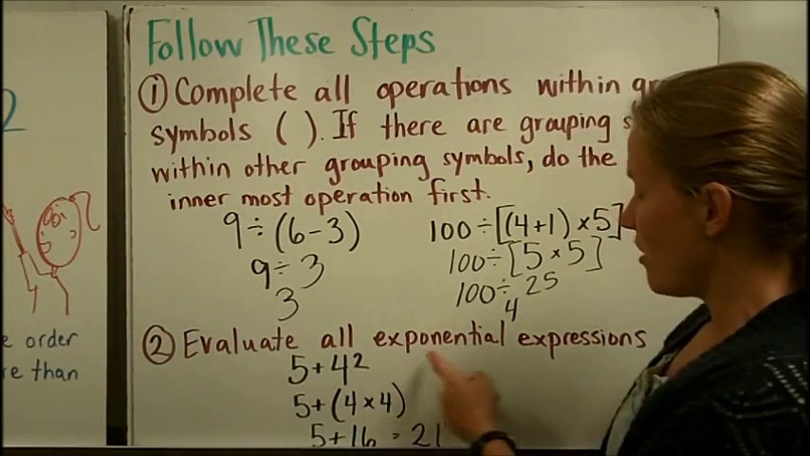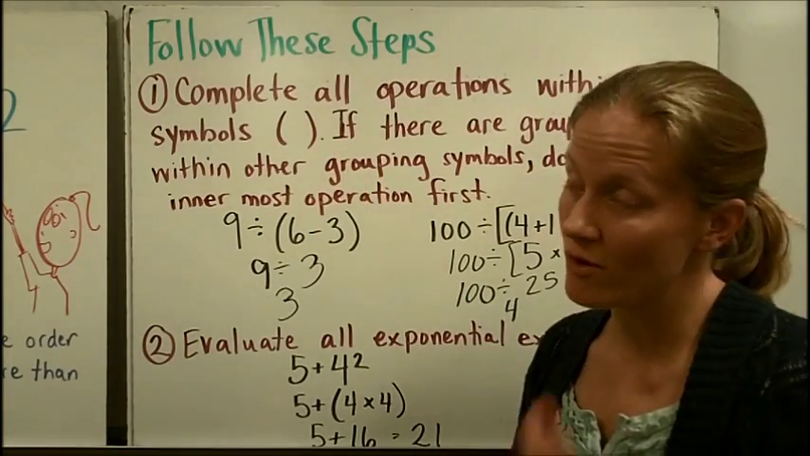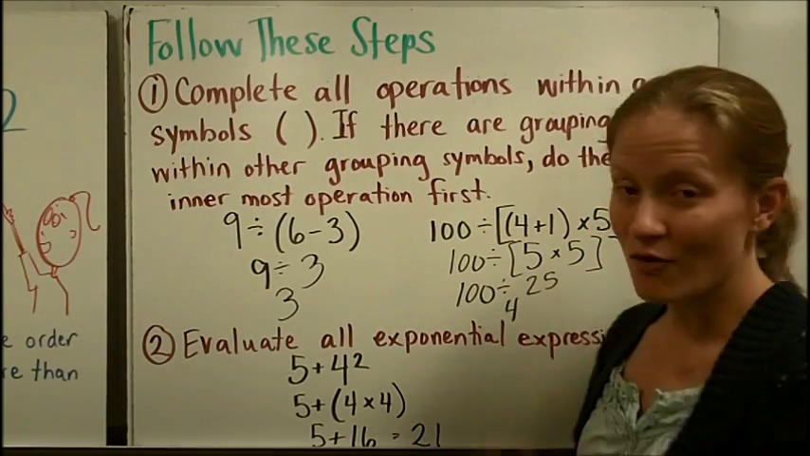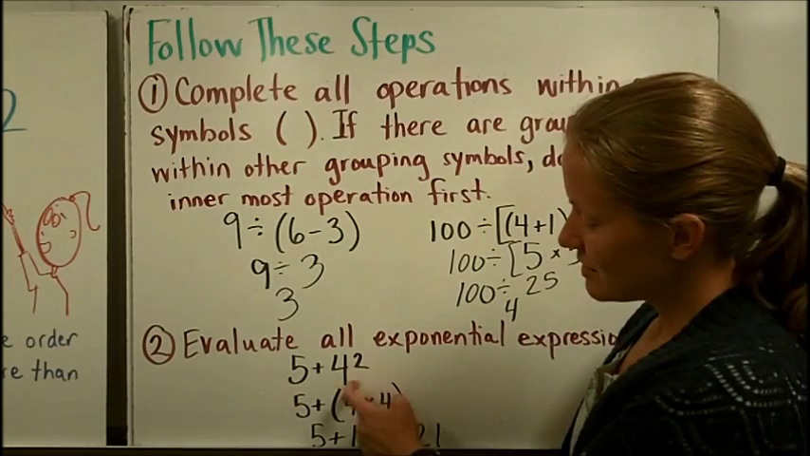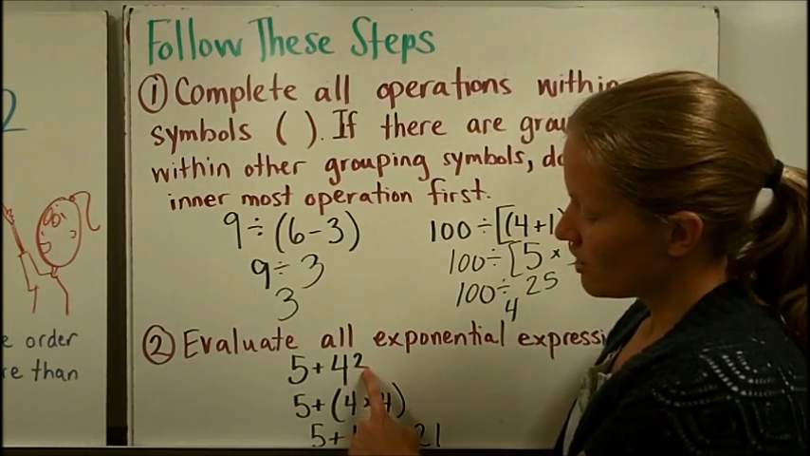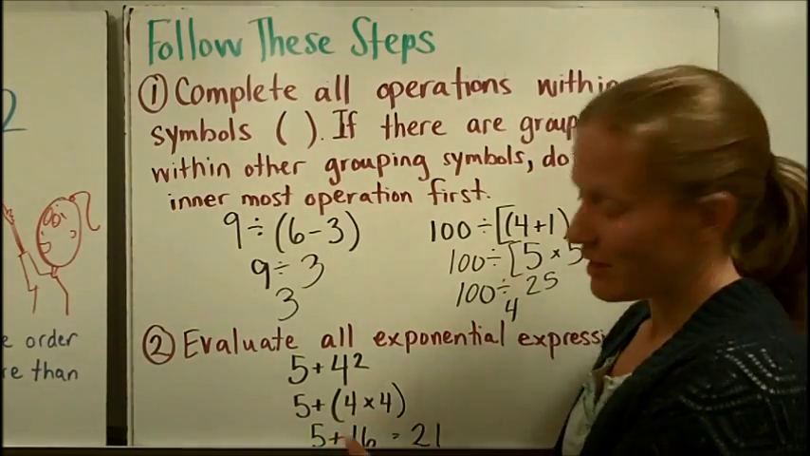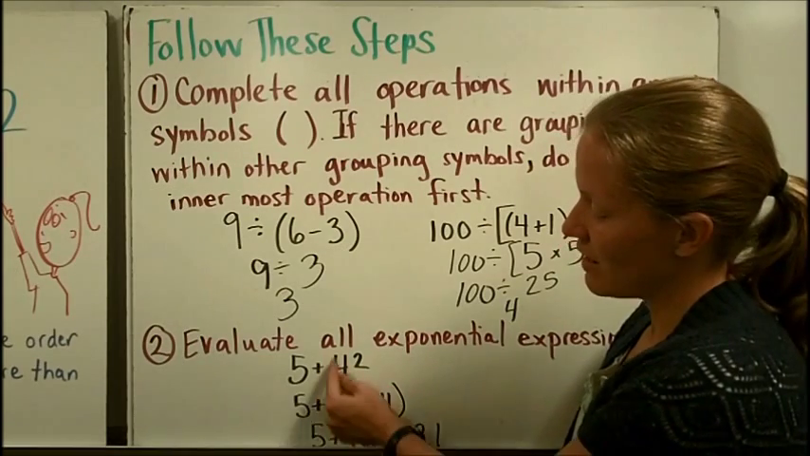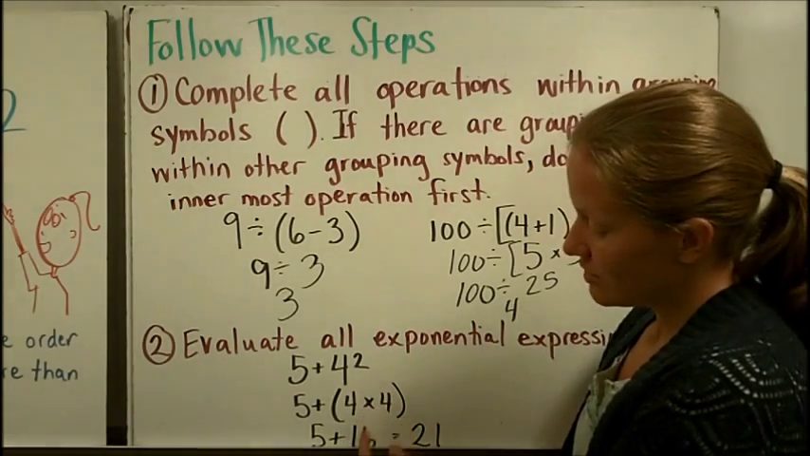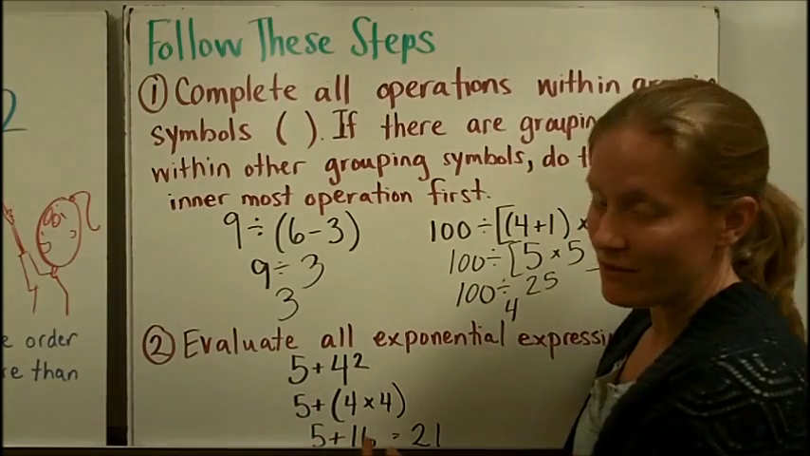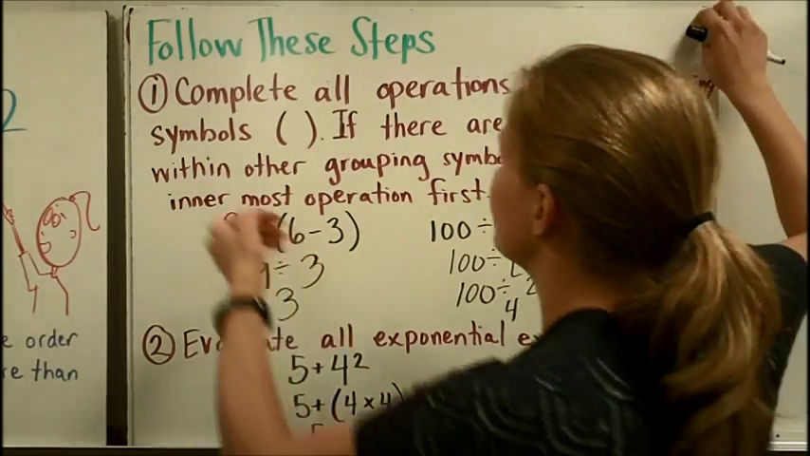Next, I'm going to evaluate all exponential expressions. So after you do parentheses, the next thing in the order of operations is to take care of all the exponents. Now, exponents is not really something we're going to talk much about in 4th grade, but here's an example of what it might look like. 4 to the 2nd power, or you would call this 4 squared. That means take 4 and multiply it by itself. So you evaluate or simplify 4 squared into 4 times 4, and then you do 4 times 4 to get 16, and then you would add the 5 that you had there. So after parentheses, you would take care of any exponents.